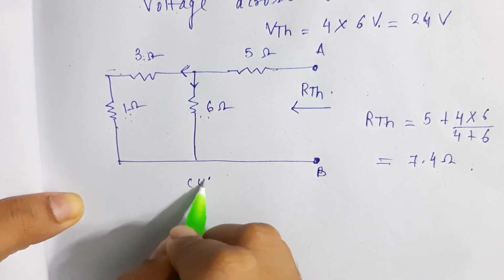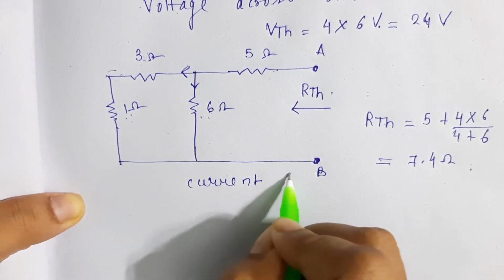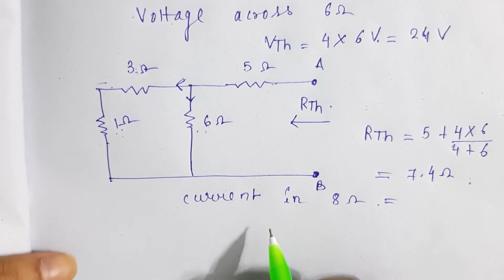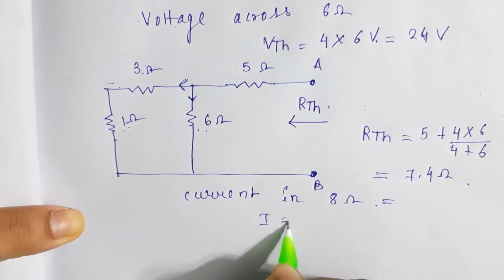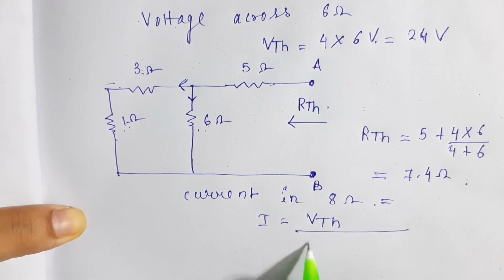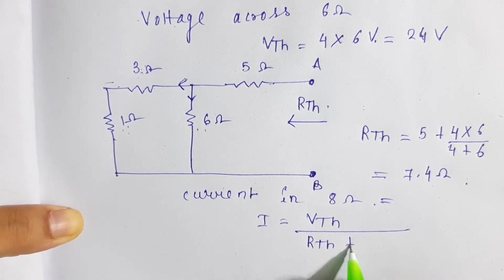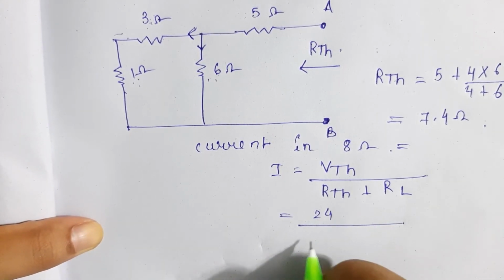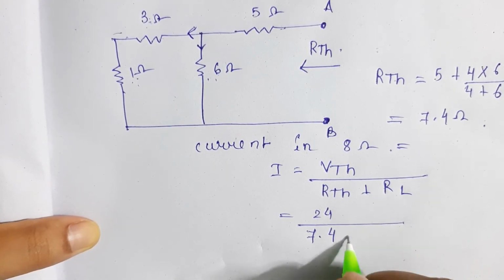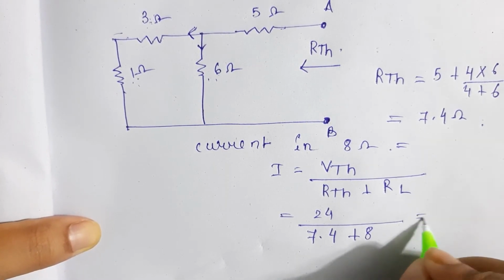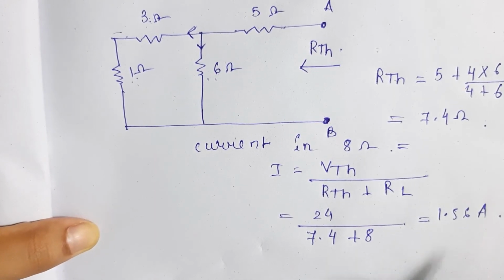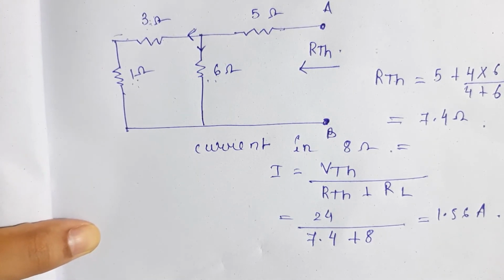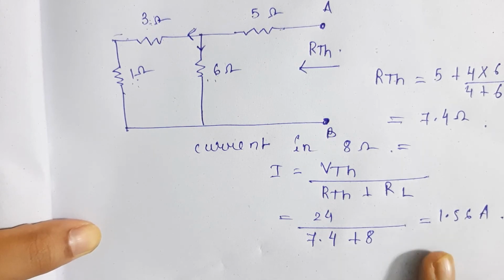Now we will calculate the current in 8 ohm. This was our actual motto, to find the current flowing through 8 ohm. What formula will we use for that? It will be VTH divided by RTH plus RL. VTH came to 24, RTH came to 7.4, and RL was 8. So this will come to around 1.56. This is how you find I. This is the final answer.